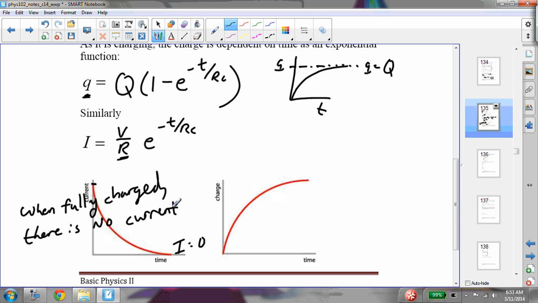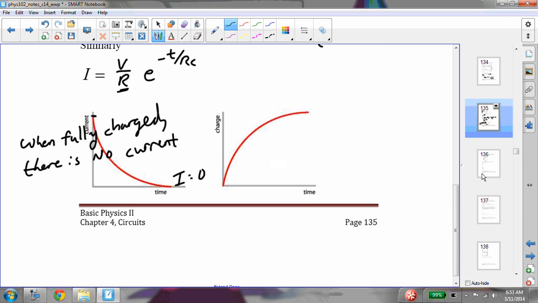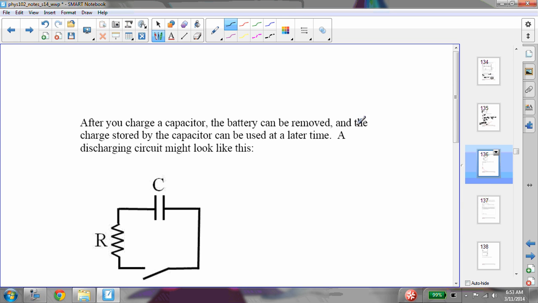Because you already have all the charge that you can have on that capacitor. It's fully charged, so you don't need any more. The current actually takes charges to the capacitor. After you charge a capacitor, the battery can be removed and the charge stored by the capacitor can be used at a later time. If you remember the boost pack that we saw, that's what was happening there.